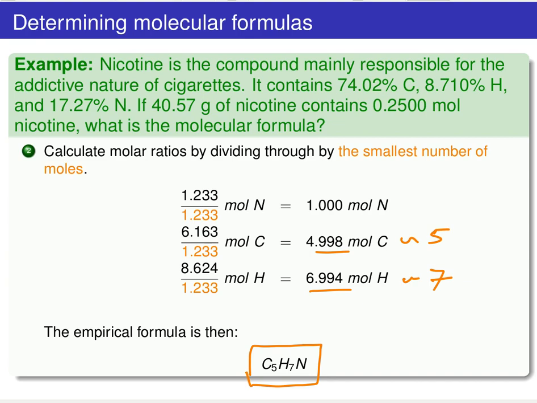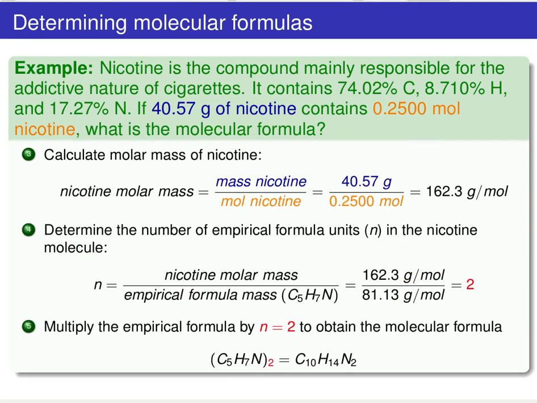Okay, and so this is where we would have left it off in the last mini lecture when we were looking at percent composition and empirical formulas. We would have said, hey, we found our empirical formula, time to move on. Right? But in this problem, we still have more work to do, because remember, our goal here is to find the actual molecular formula. So to do that, we need to apply this additional information that we're given. Remember, we are told that 40.57 grams of nicotine contain 0.25 moles of nicotine. So we're going to use both of those quantities to determine the molar mass of nicotine.